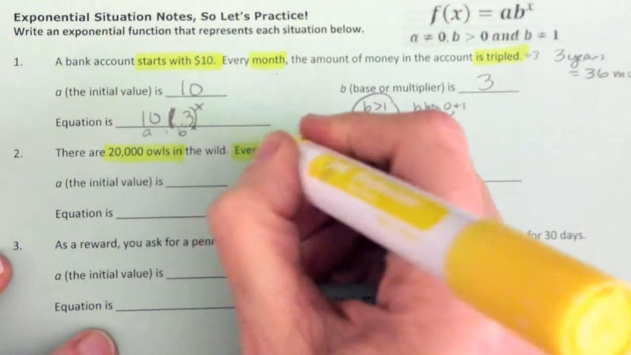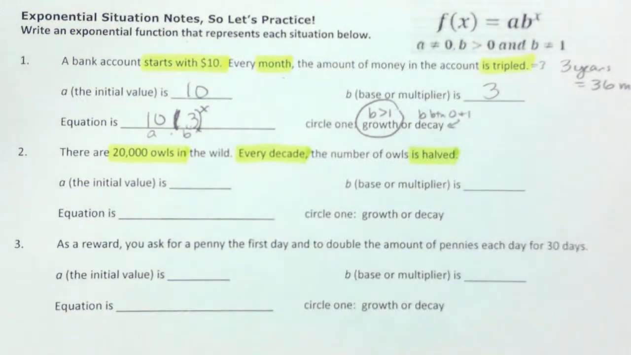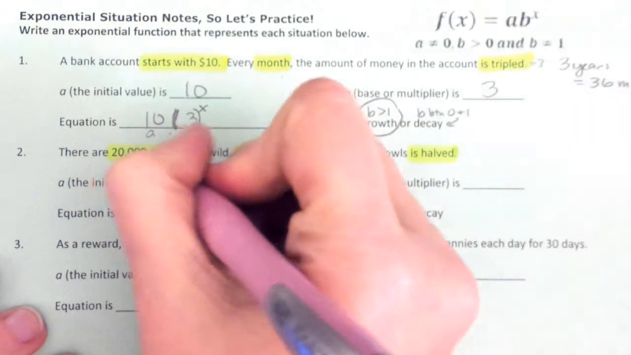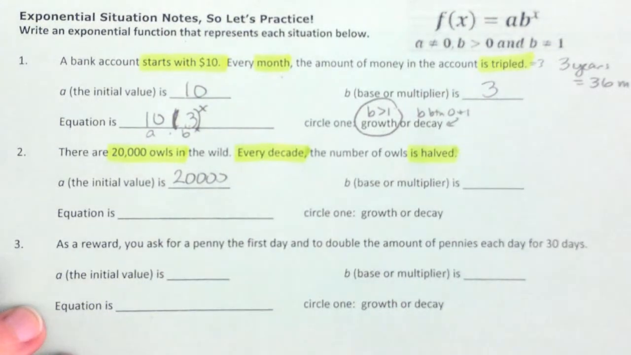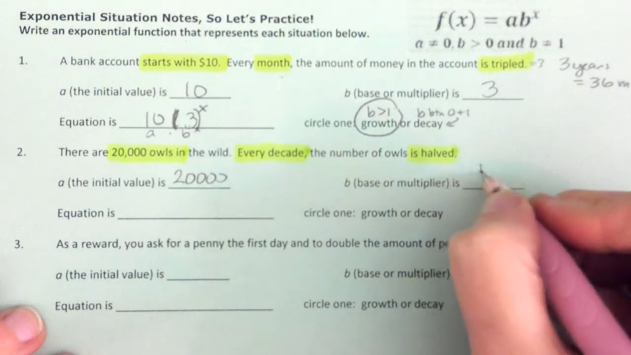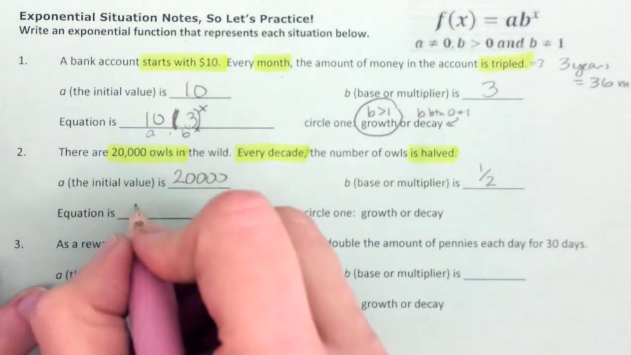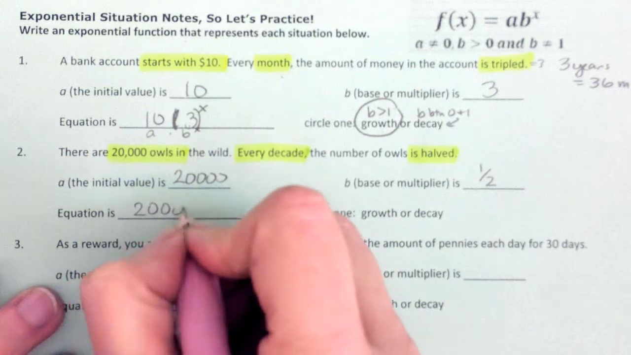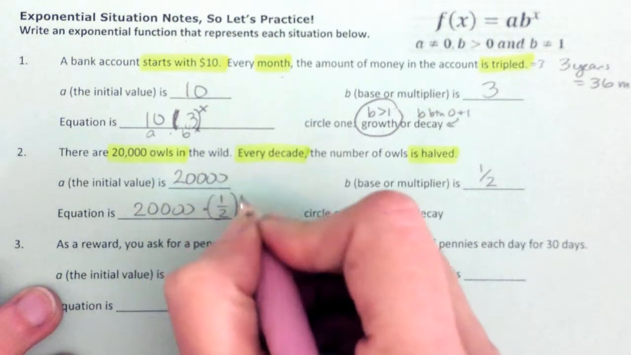It says every decade, the number of owls is halved, okay? So that tells me that as I observe, I start with these 20,000 owls, and they're being halved every decade. So the equation is 20,000 times 1/2 to the x.